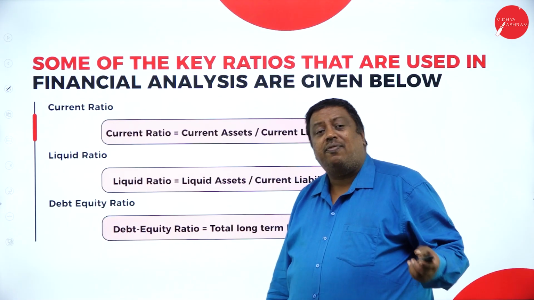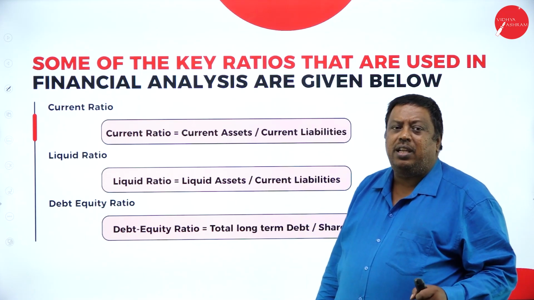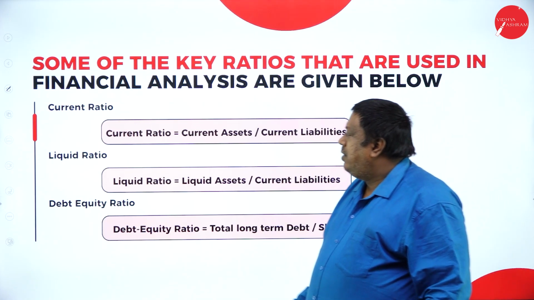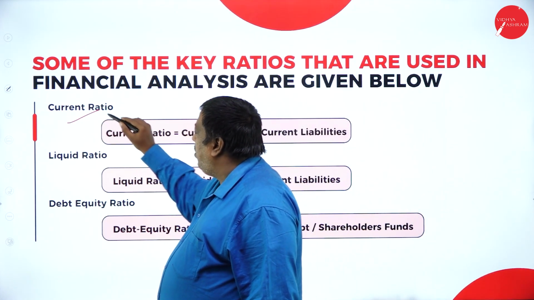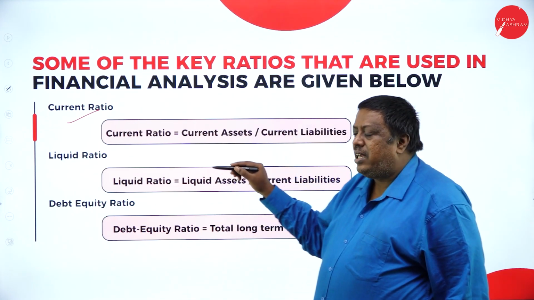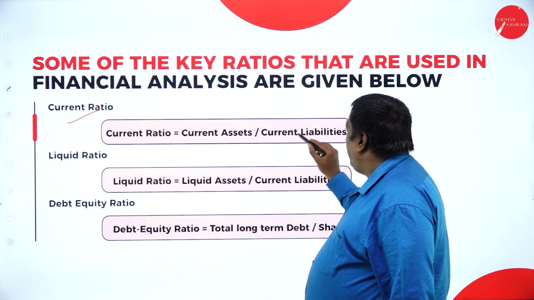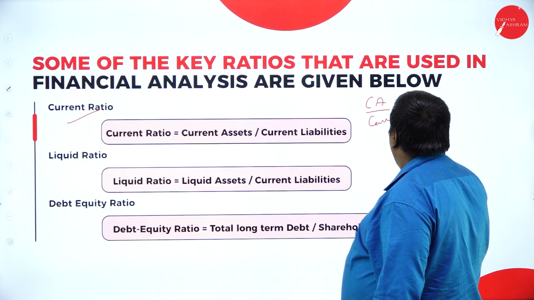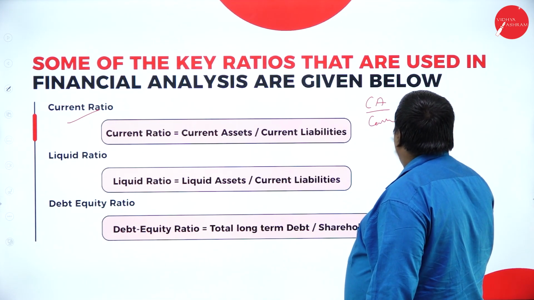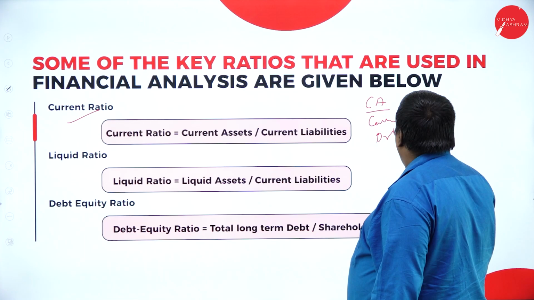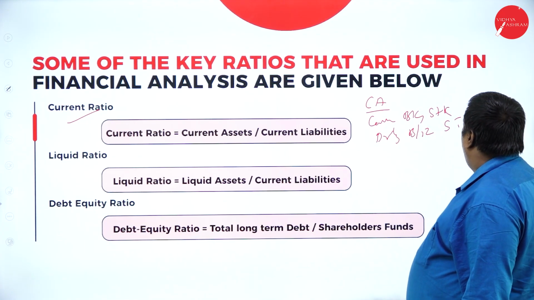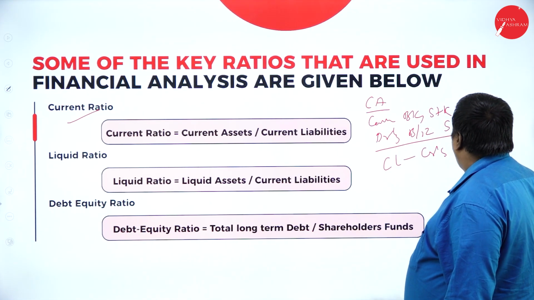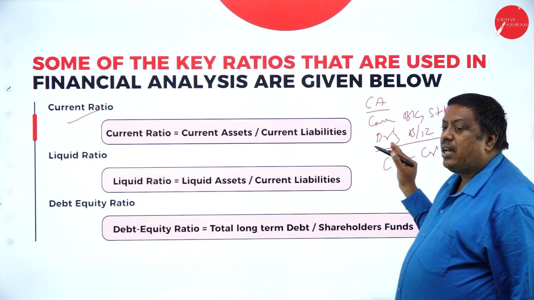Which factors guide me to analyze the financial performance and position of the company? The first ratio is the current ratio. The current ratio is ascertained by dividing current assets by current liabilities. Current assets are cash, bank, stock, debtors, bills receivable, short-term loans and advances. Current liabilities are creditors, bills payable, and so on.